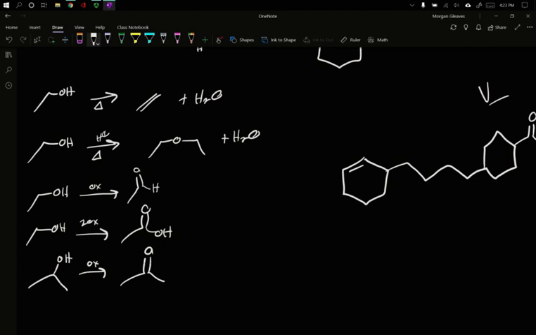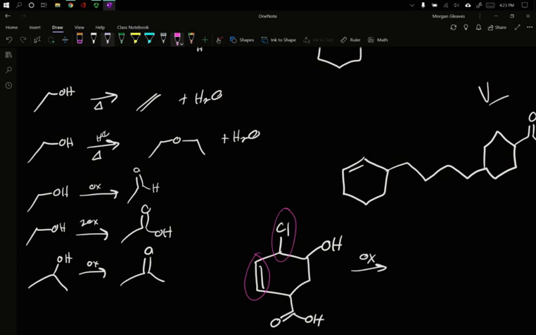If our molecule looks like this, I've got a double bond, I've got an alcohol, and heck, let's add a carboxylic acid onto it. And one more. Let's add a halide. Here is a bunch of different functional groups on this molecule. If I add oxidant, what will it become? Well, we look and we identify each of our functional groups. Alkene, haloalkane, carboxylic acid, alcohol. Well, the only one of these functional groups that reacts with oxidant is the alcohol.